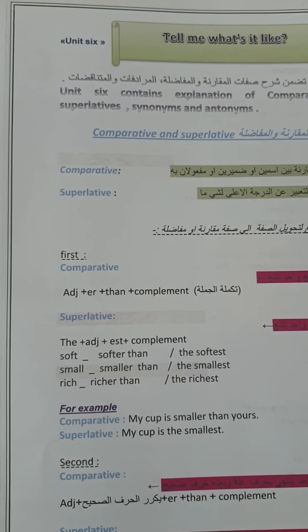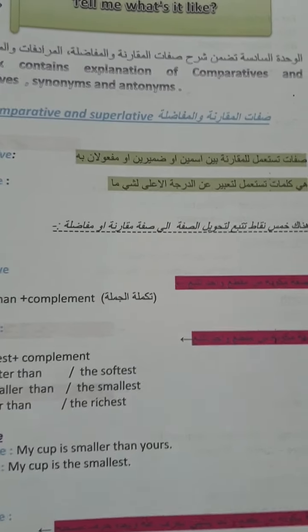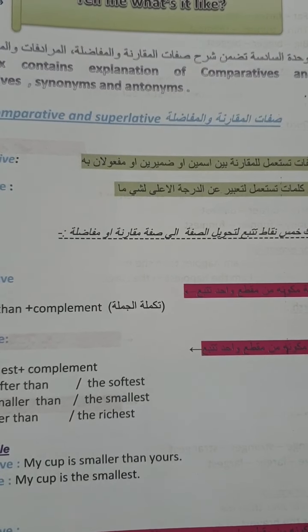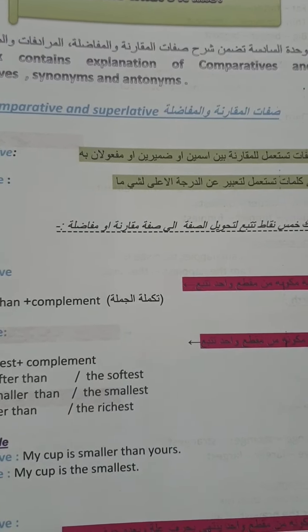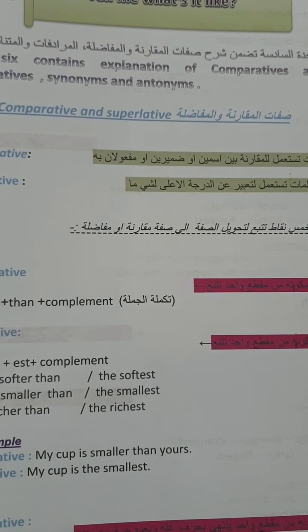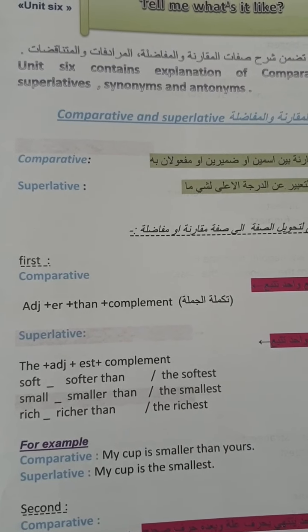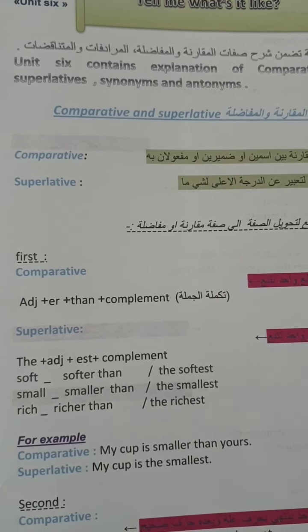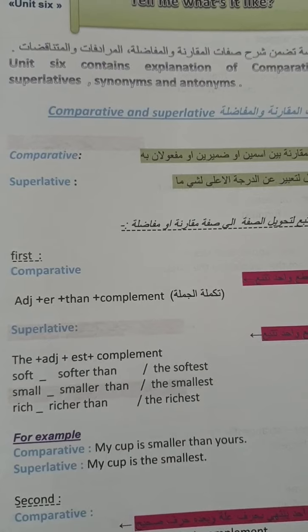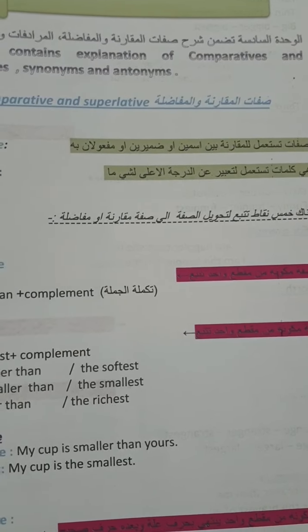أما الcomparative اللي هي صفات المقارنة are used to compare between two nouns or pronouns or objects، يعني تستعمل للمقارنة بين اسمين ضميرين أو مفعولين به. السوبرلاتيف صفات المفاضلة are words which are used to express the extreme of something, the highest degree of something. لكن صفات المفاضلة تستعمل للتعبير عن الدرجة الأعلى لشيء ما.